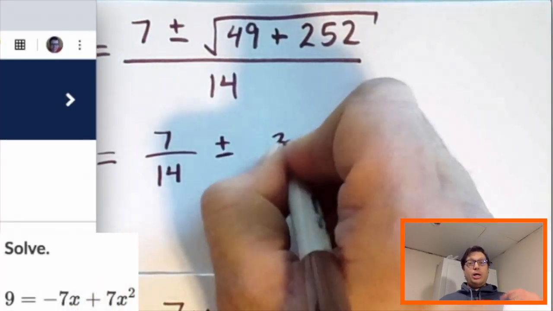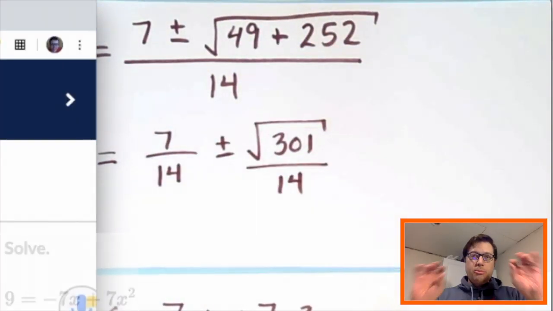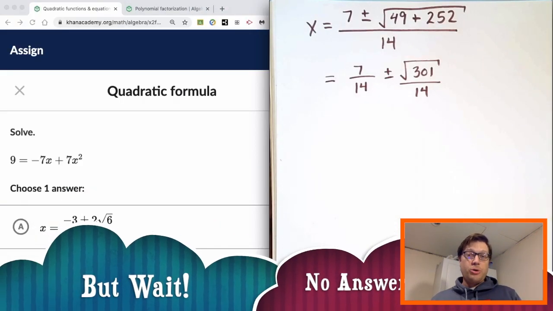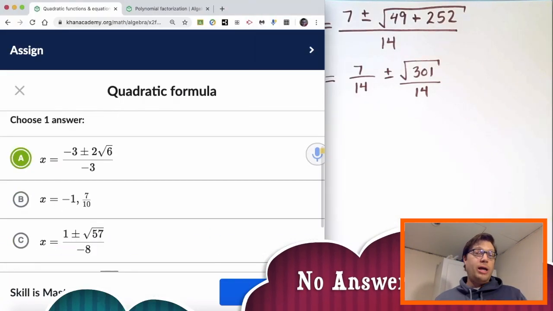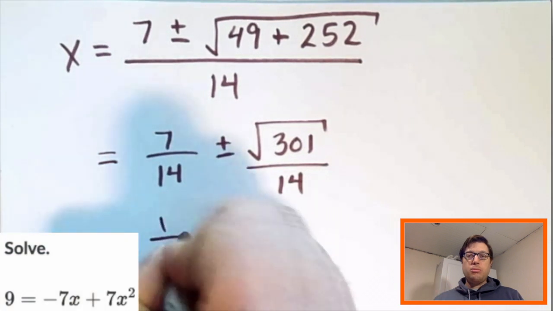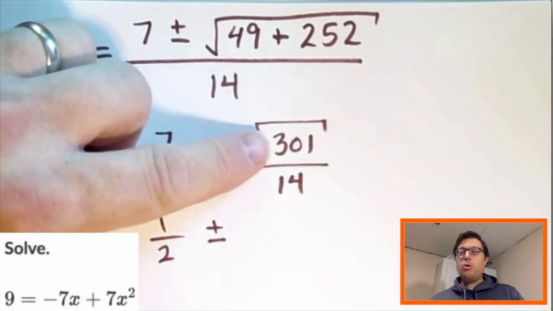Okay, well, I noticed that it's all over 14, so I can break it up into the two fractions, and that means 7 over 14 can reduce to 1/2. And plus or minus, there's a square root of 301 over 14.